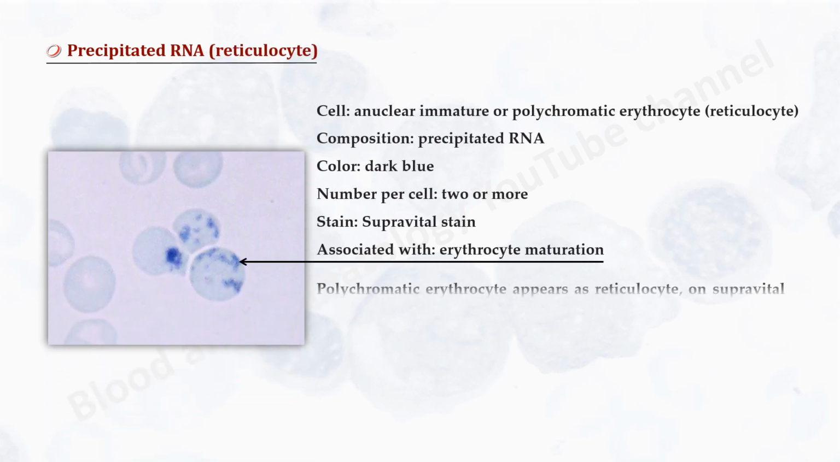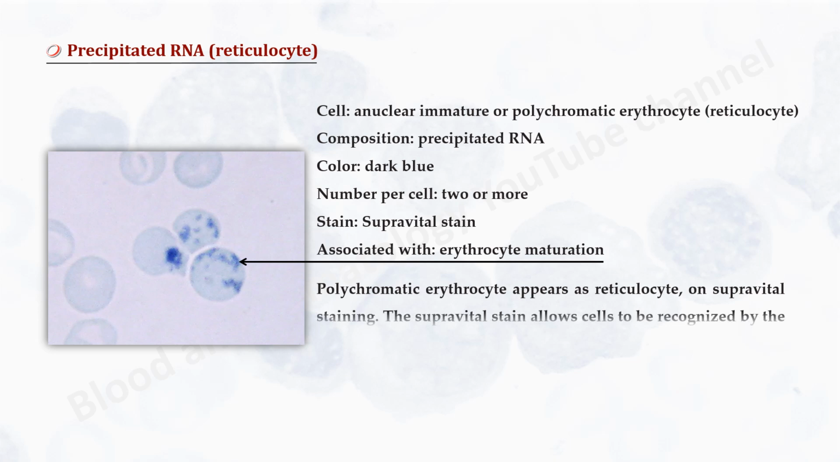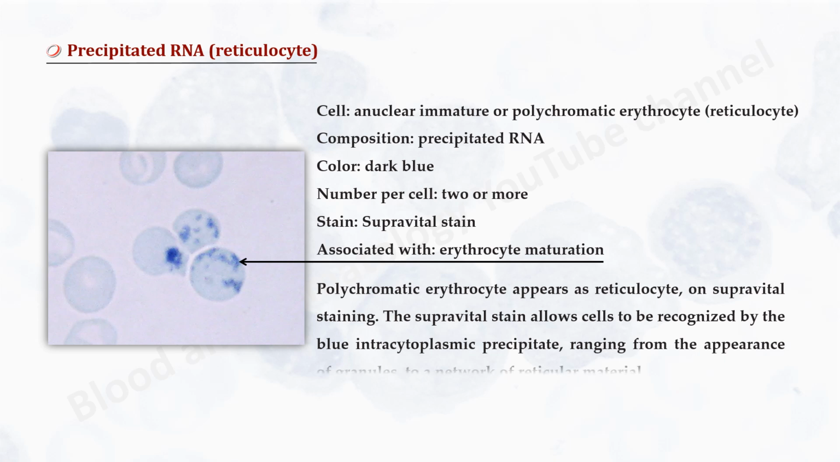Polychromatic erythrocyte appears as reticulocyte on supravital staining. The supravital stain allows cells to be recognized by the blue intracytoplasmic precipitate, ranging from the appearance of granules to a network of reticular material.